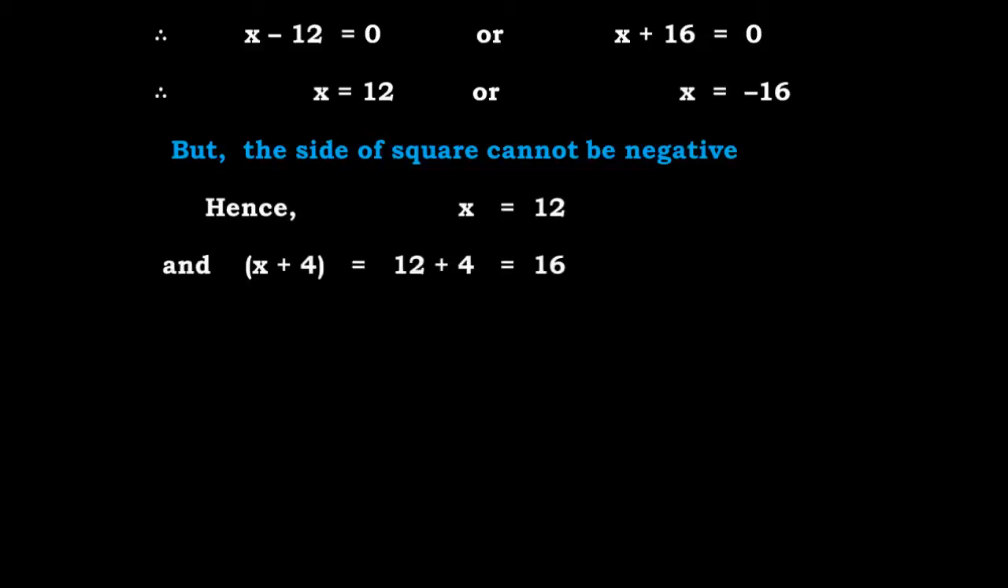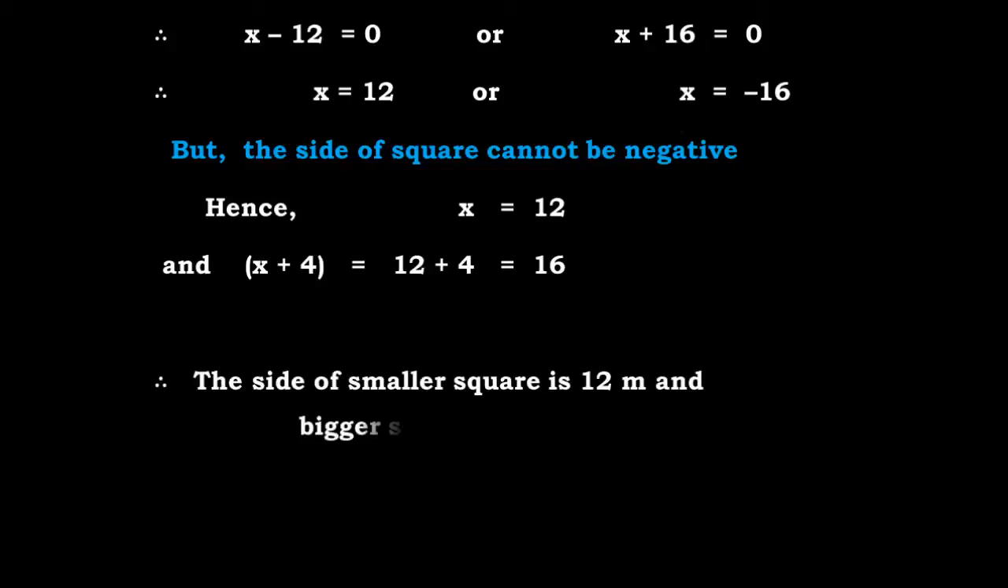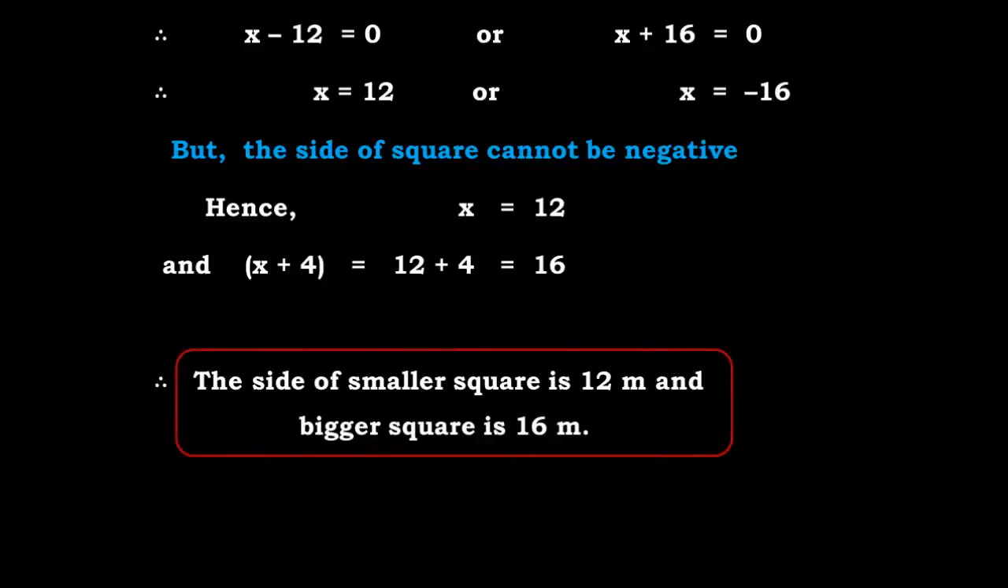So, x is equal to 12, that means for the smaller square side is 12 and for the bigger square x plus 4, that is 12 plus 4, it is equal to 16. So we can write the answer. The side of the smaller square is 12 meter and the bigger square is 16 meter. In this way we have the sides of the squares.